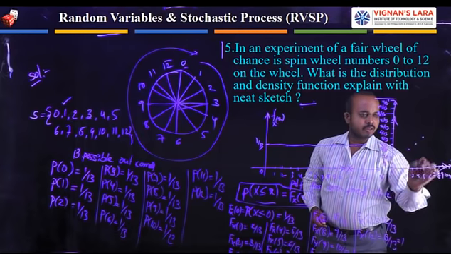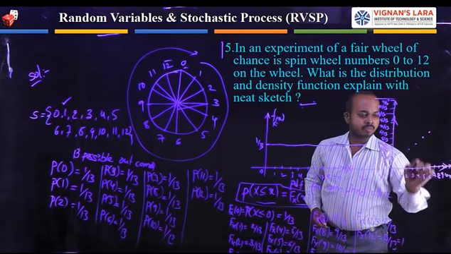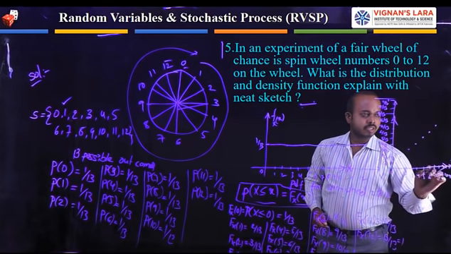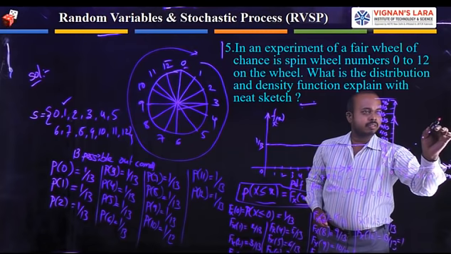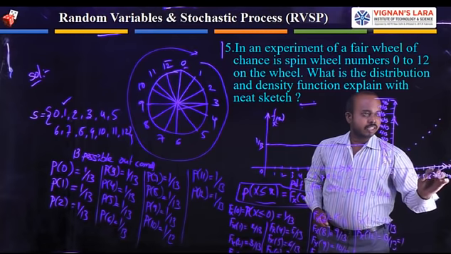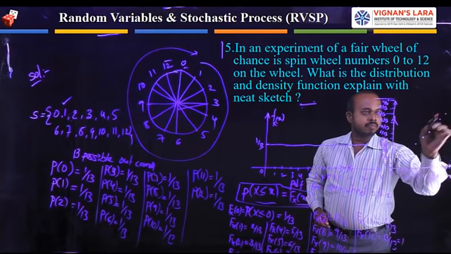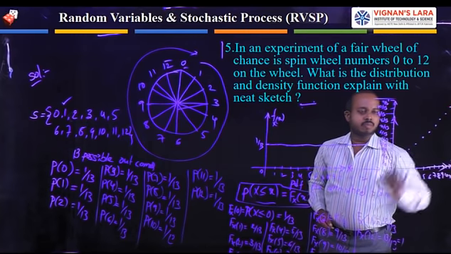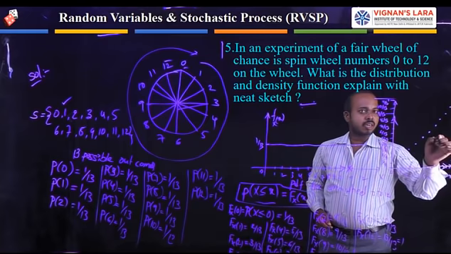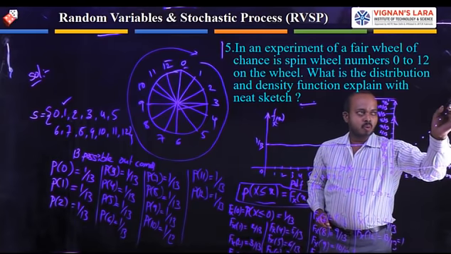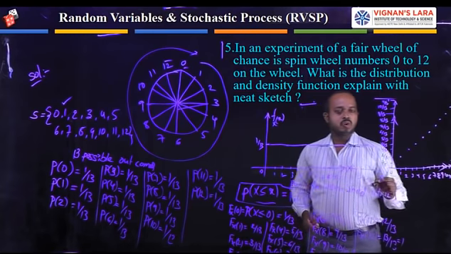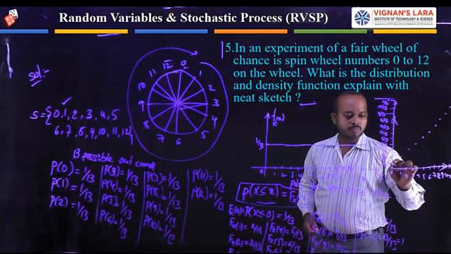At 5, it is 6 by 13. At 6, it is 7 by 13. At 7, it is 8 by 13. At 8, it is 9 by 13. At 9, it is 10 by 13. We mark all these values up to 1. These points we are joining in a continuous orientation.